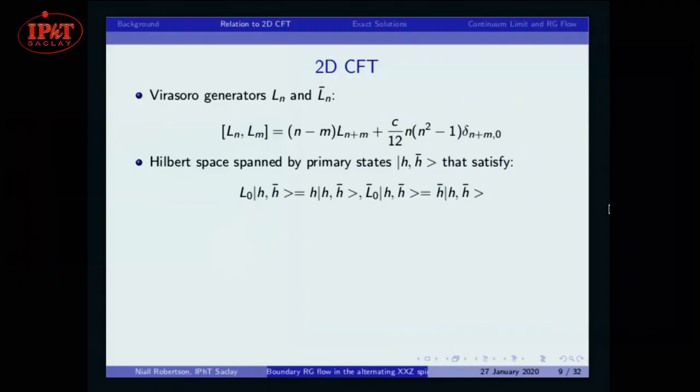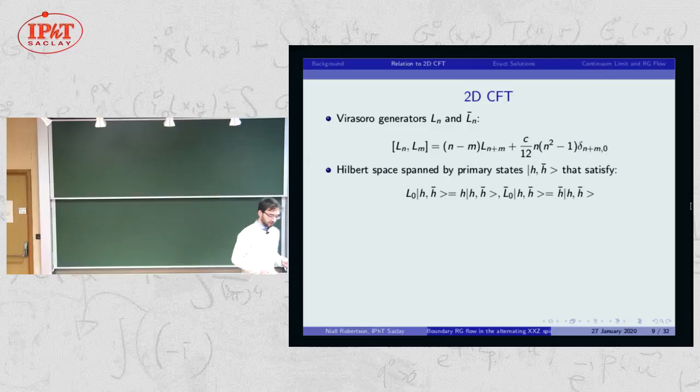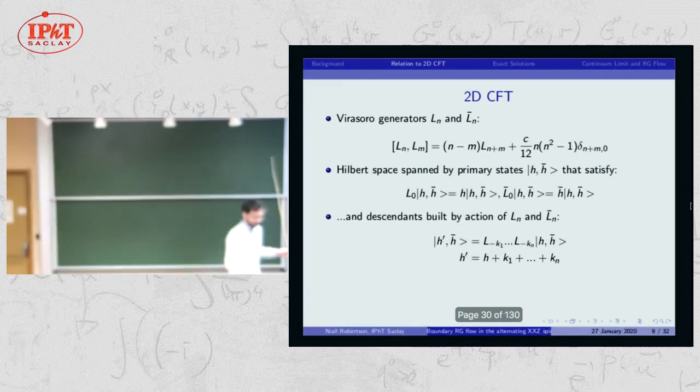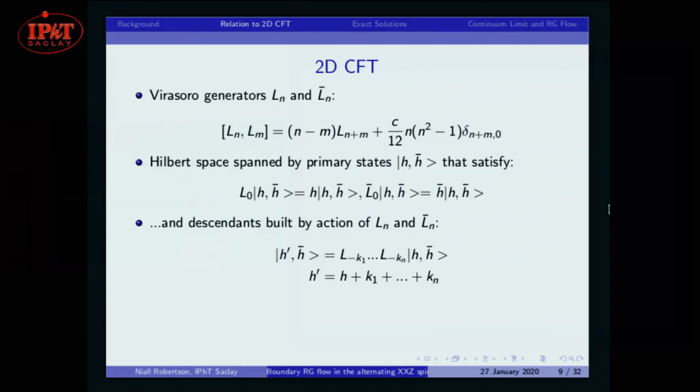Then just to say that if we are considering a conformal field theory that is sufficiently nice, that is, that it's not logarithmic, etc., then we have these primary states in the Hilbert space that are eigenstates of the L0 generator. And we can span the rest of the Hilbert space by acting on these primary states with the rest of the generators of the Virasoro algebra.